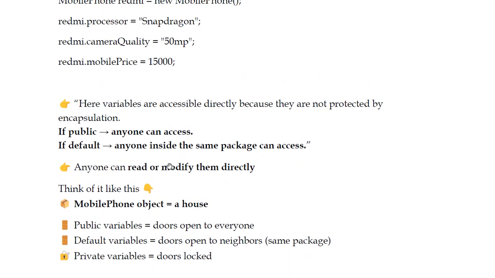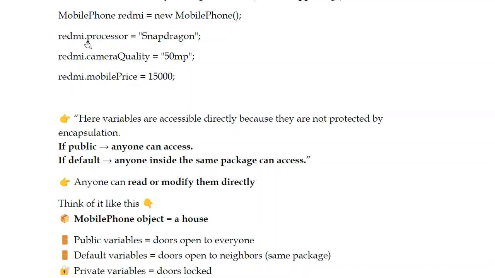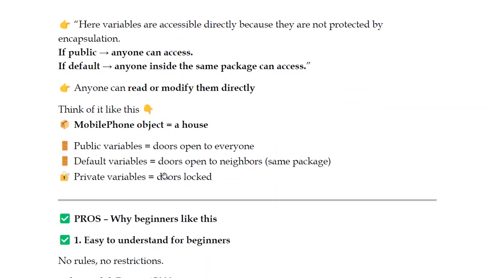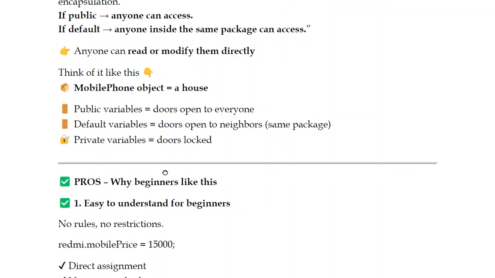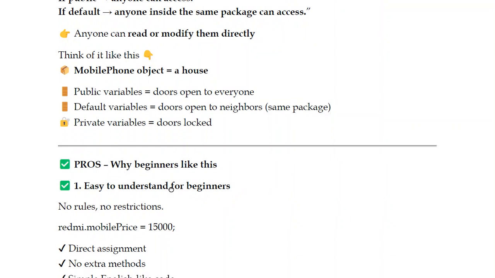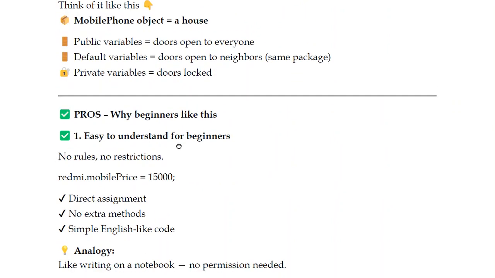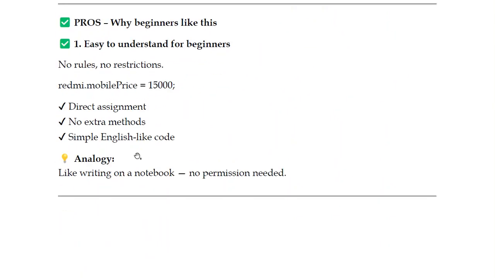It's like a public telephone booth. Anyone can access it, by the help of the object reference variable. If you know, Redmi dot processor equal to Snapdragon, anyone can access it. That's the problem. The doors are open to everyone. In our house, the doors are not open to everyone; only particular members can come and go. The same thing. What's the problem?